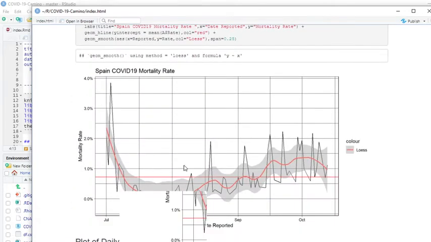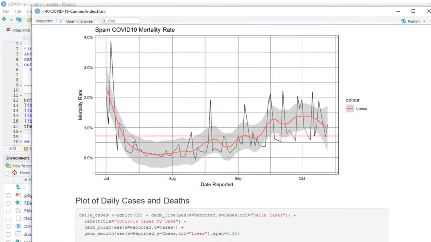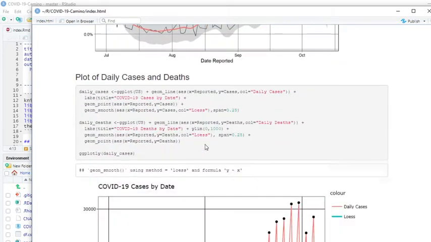Take a look at the mortality rate here. The red line is the average mortality rate. This is about 0.75%, but you can see that the daily mortality rate is climbing above that right now. It's actually closer to, say, 1.5%. So that's not good. Even though it's a very small amount, it still indicates an increase.